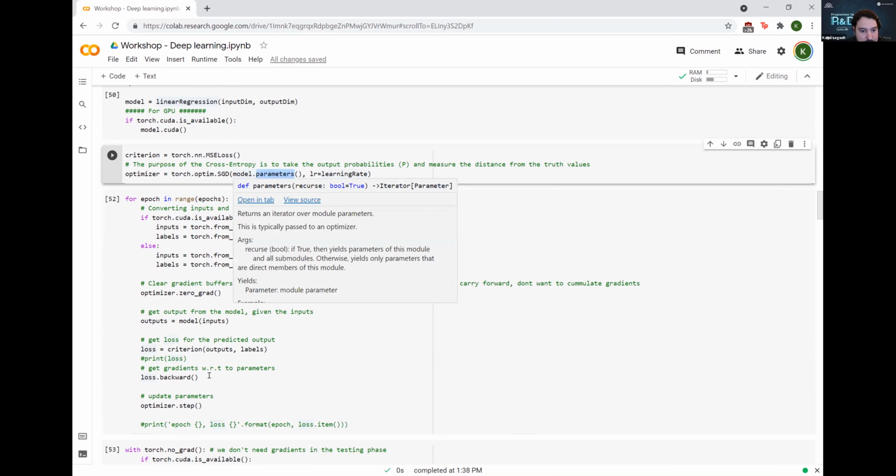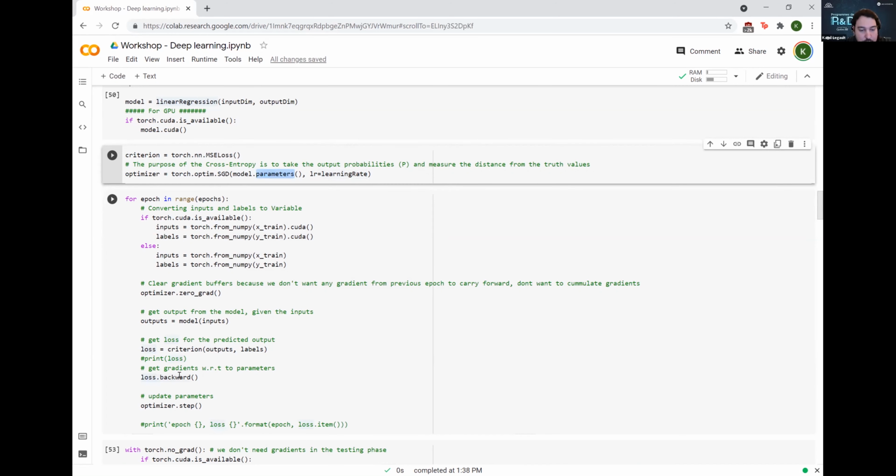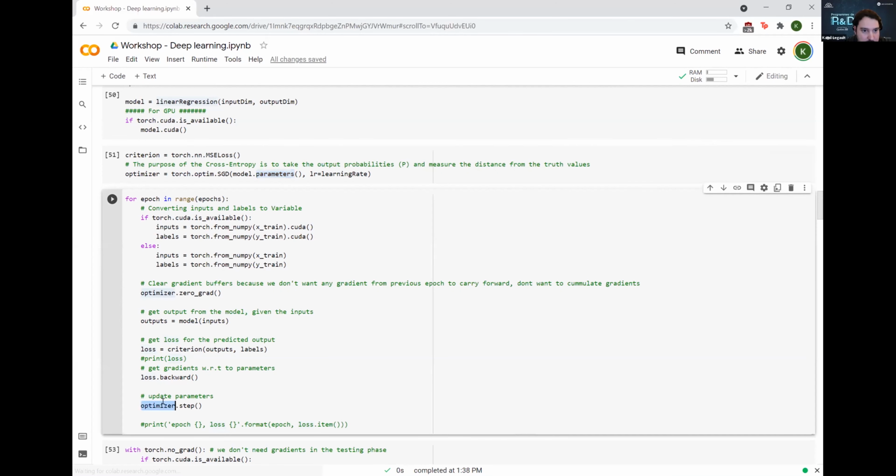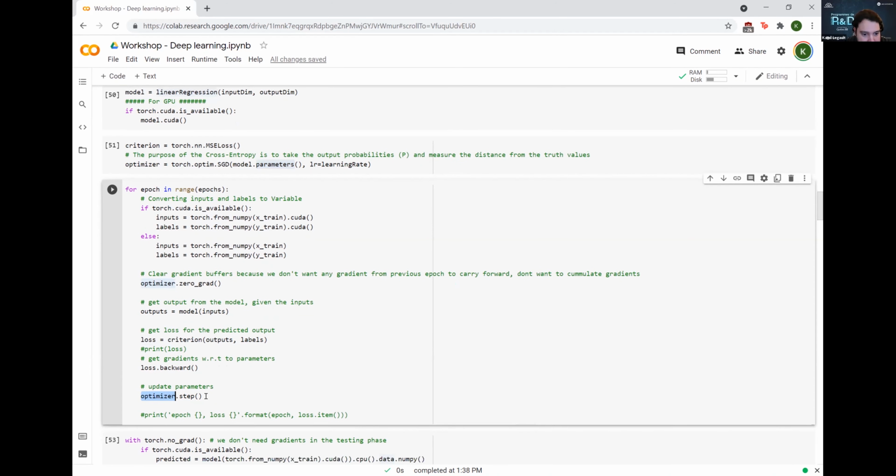And then after this backward, this gradient will be stored in each parameter. There's a variable called grad. So if we were going through the parameters, we could call .grad and see what the gradient is. And then the last step is to use this optimizer to move forward in the optimization manifold. I'm using a lot of jargon today. So this optimizer will use the optimizer we've defined here and the learning rate to know how to move forward.